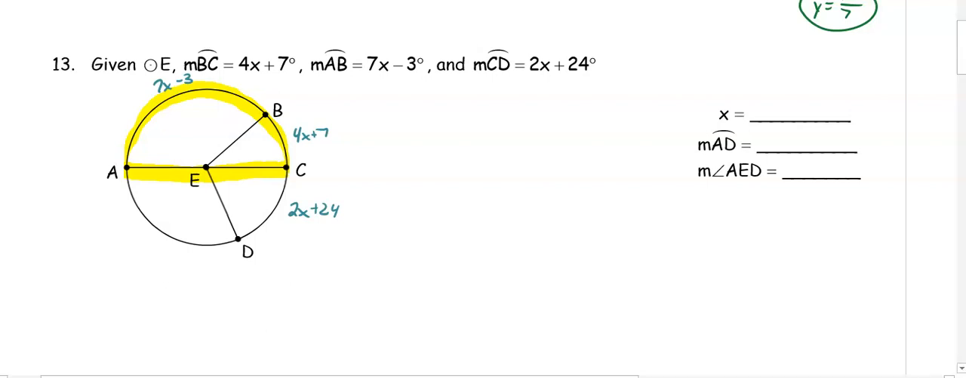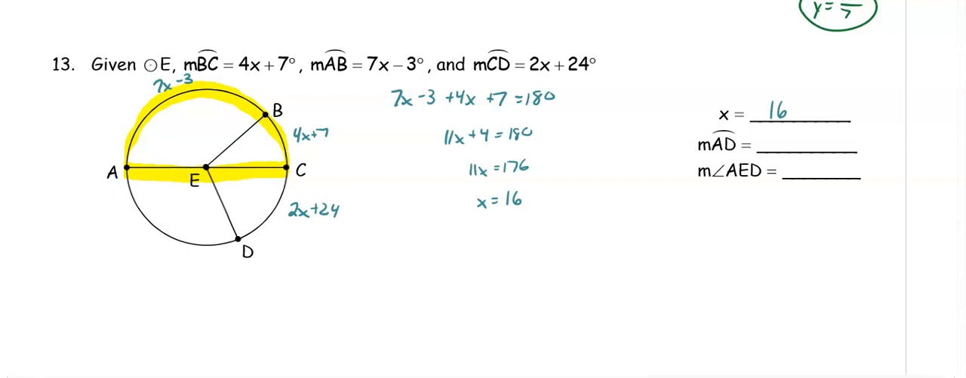So we have 7x minus 3 plus 4x plus 7 is equal to 180 degrees because that's how many are in a semicircle. So we get 11x plus 4 is equal to 180. We can subtract 4 from both sides, so 11x equals 176, and we divide, x is 16. Once we know x is 16, to get AD, we can substitute into CD. So 2 times 16 plus 24 is 56 degrees, and we can subtract from 180 to get our other arc. So 180 minus 56 gets us 124.